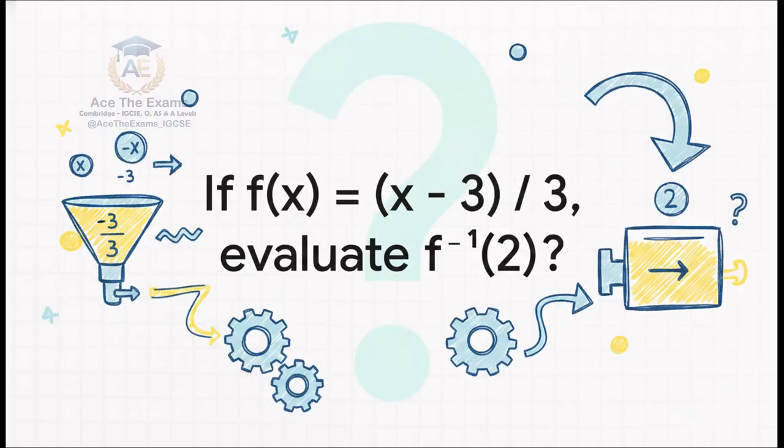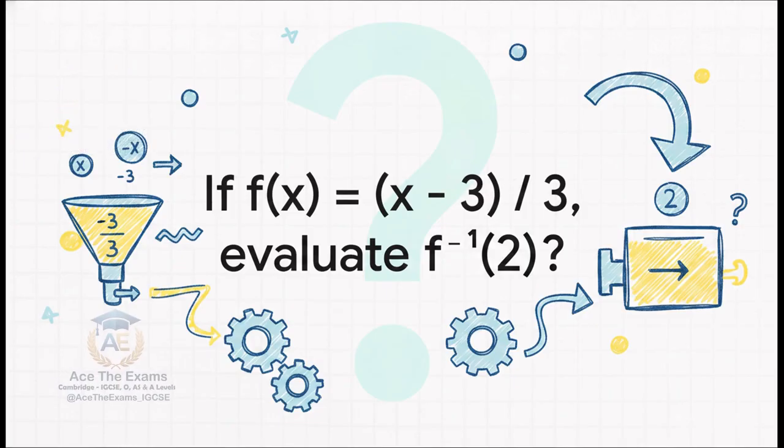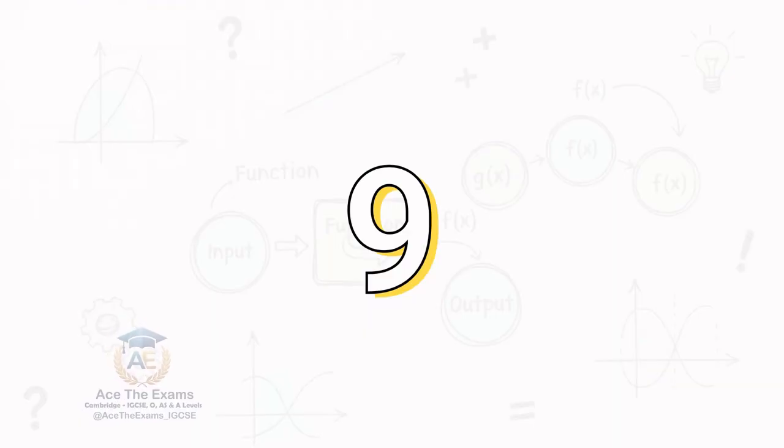We're going into speed writing mode now. Imagine a 30-second timer to write one perfect full-mark paragraph for a slightly more complex problem. We have a function f of x equals x minus 3 all divided by 3. The question asks us to evaluate f inverse of 2. Notice that command word right there, decode it. We are not dropping the 2 into the standard machine. The -1 means we are dropping it into the reverse machine. The correct answer is 9.